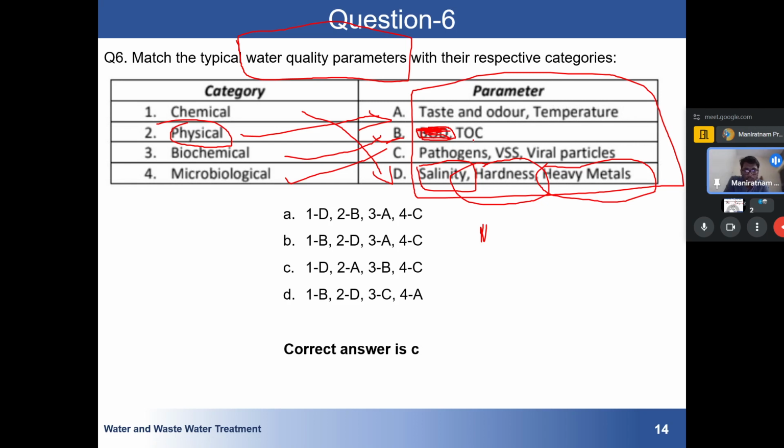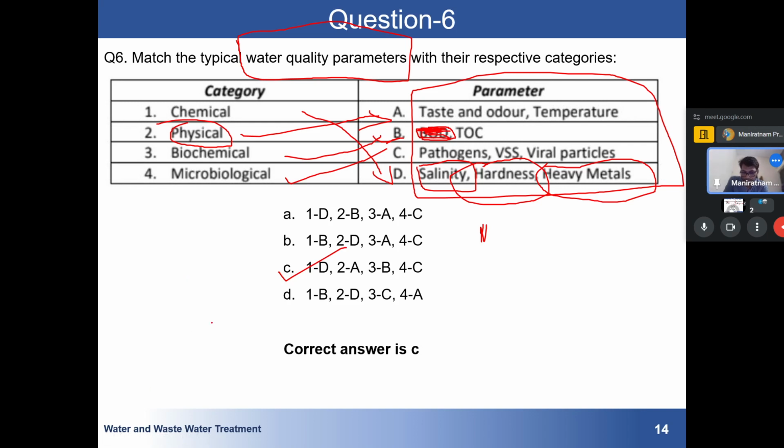So if someone asks you what is the BOD in drinking water, then you have to say BOD is not defined for drinking water. This is defined only for wastewater, because BOD represents the degree of organic pollution. Okay. So remember this thing, a small correction in this question. So the correct answer is C. I hope this is clear to you.